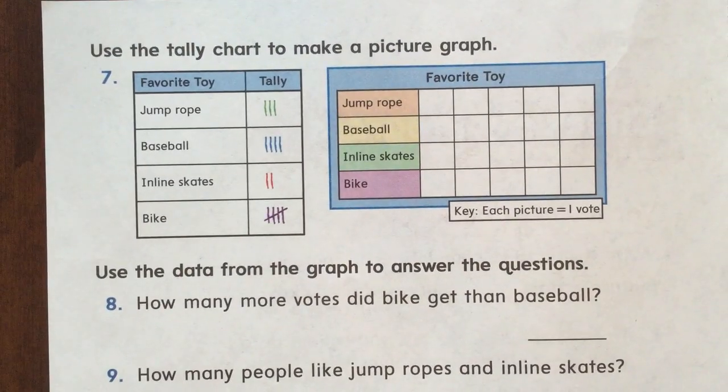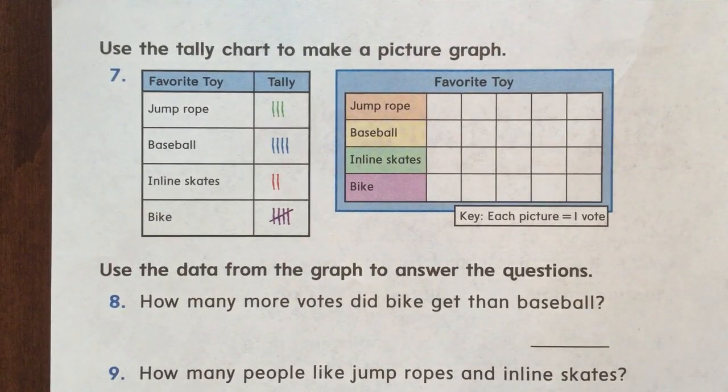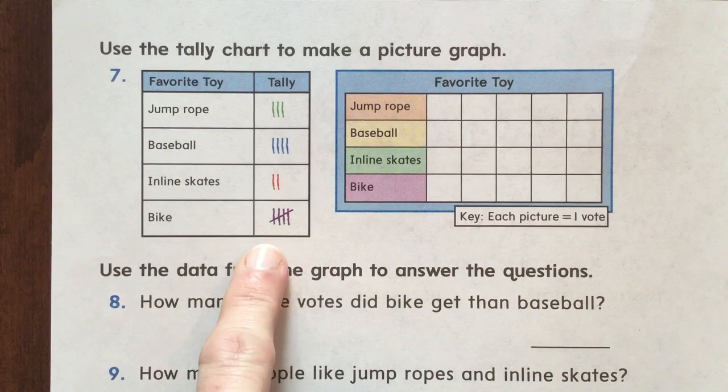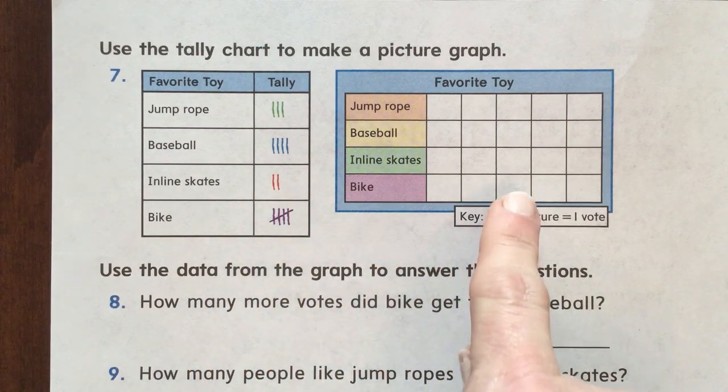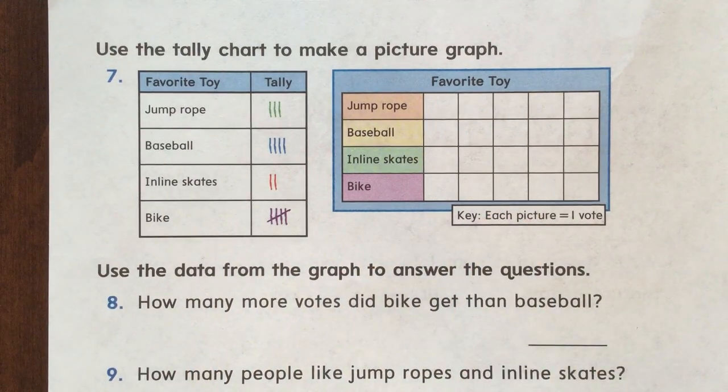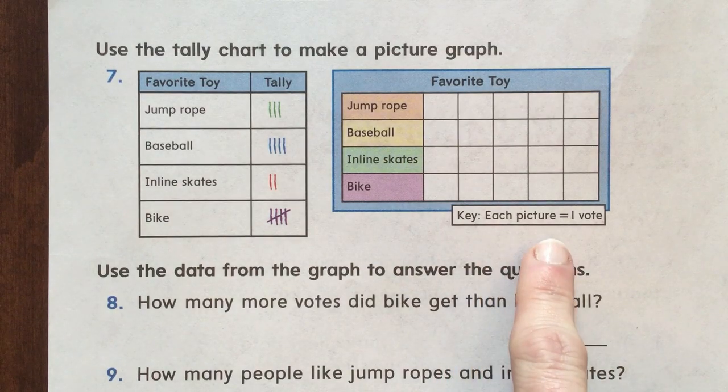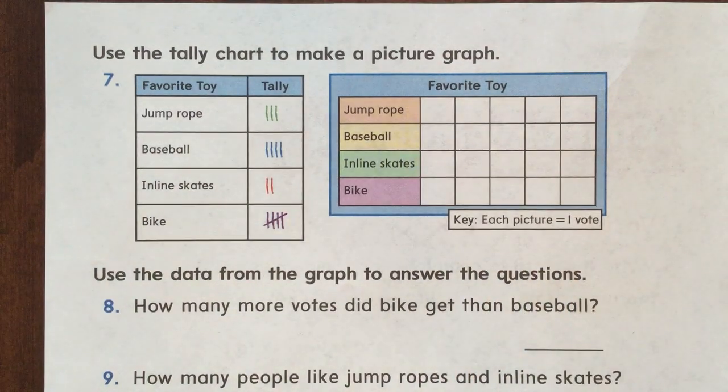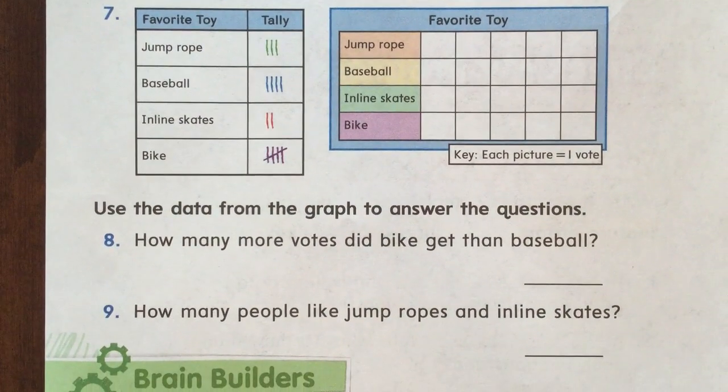So take a look at the top. Use the tally chart to make a picture graph. It's about your favorite toy. We've got jump ropes, baseballs, inline skates, which are like roller blades, and a bike. So you're going to take the tally marks from over here on this chart and you're going to make a picture graph on this chart. Let's look at our key. Each picture equals 1 vote. Then you're going to answer some questions by looking at the graphs.